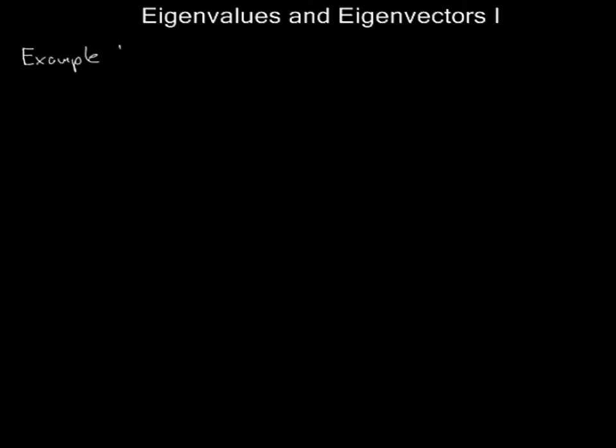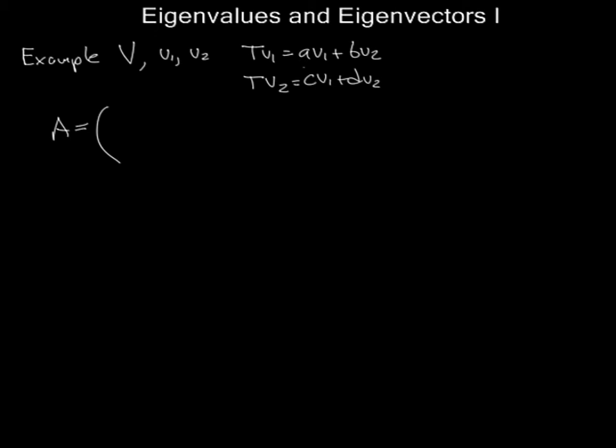So let's look at an example to refresh our memory. Suppose the vector space was two-dimensional, and this was our linear transformation with these coefficients a, b, c, and d. Well, according to the recipe I just gave you, you should take this a, b, and just put them in the first column, and c, d in the second.